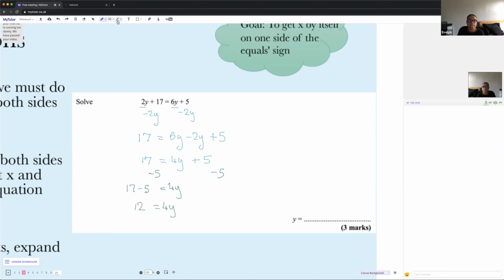And then the last thing to do, I want to make y isolated by itself on the right-hand side. So I'm going to divide by 4 on both sides. So 12 divided by 4 equals y. And 12 divided by 4 is just 3. So y equals 3. So brilliant. Well done for everyone who got that one. Perfect.